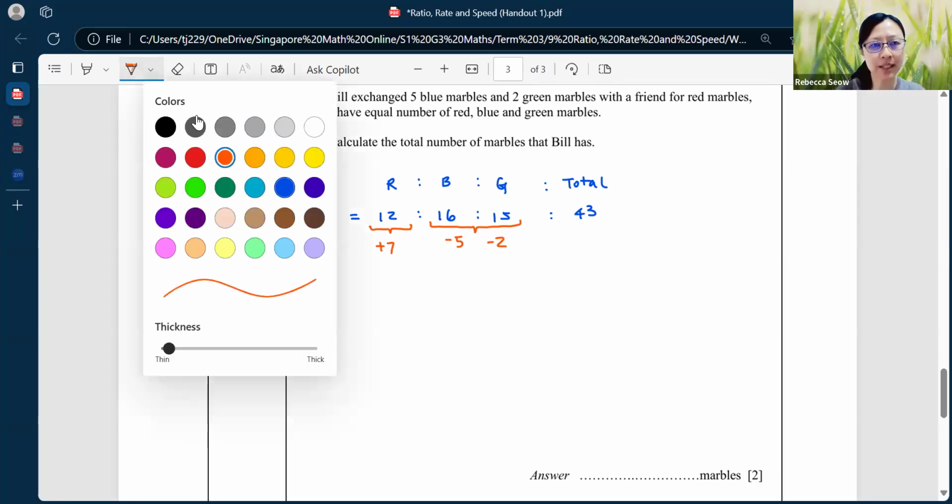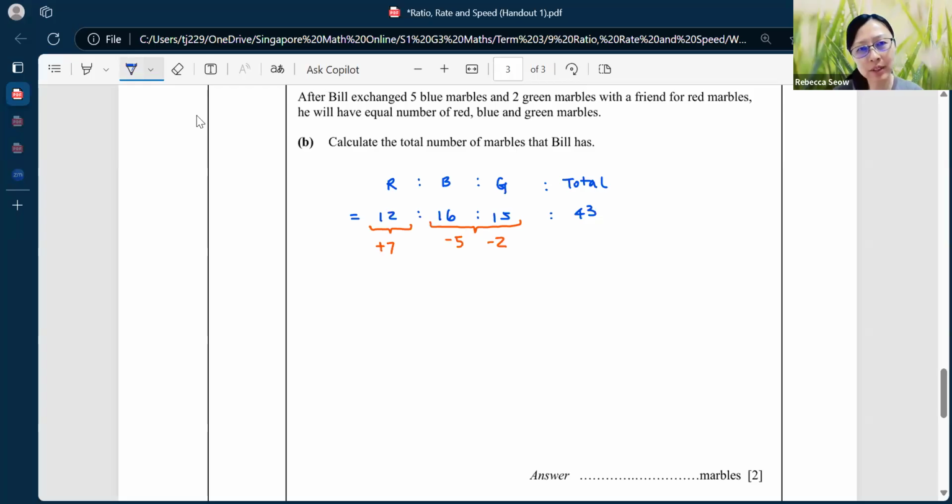Okay, perhaps to make it less confusing, I will put down U for 12, 16, 15, and 43, so that you can see that it is not the actual number of marbles, but we are looking at that, which is in blue ink, in terms of units. And whatever that is in orange is the exact number of marbles. Next, let's see what we can do to solve this question.